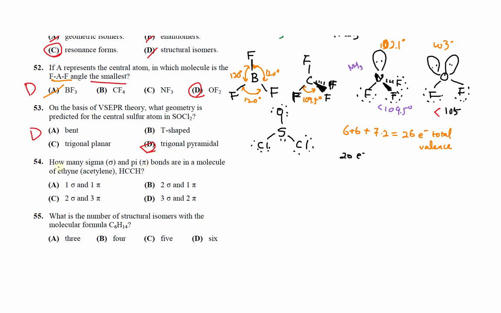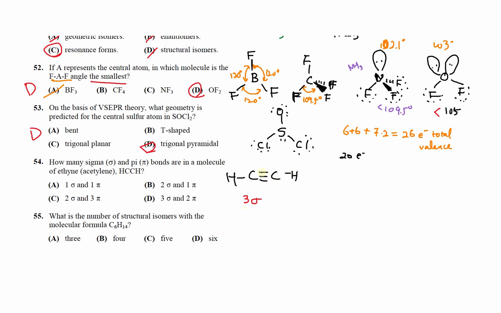Alright. 54. How many sigma and pi bonds are in a molecule of ethyne? Ethynes are alkynes. These are hydrocarbons that have a triple bond. So this is how it looks. You have 180 degree bond angles, and it's a linear geometric shape. Anytime you see a single bond, you have a sigma bond. So I have one. When you see triple bonds, still use one of the three as the single bond, so I have a total of 3 sigma bonds: 1, 2, 3.